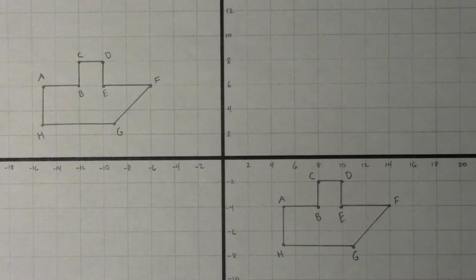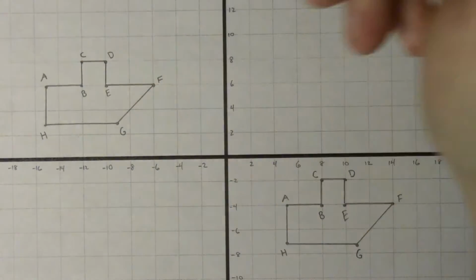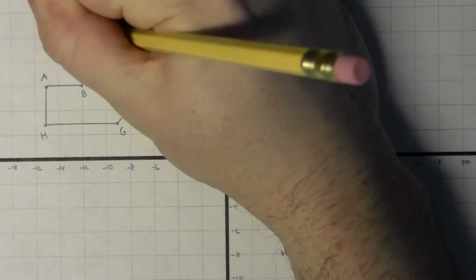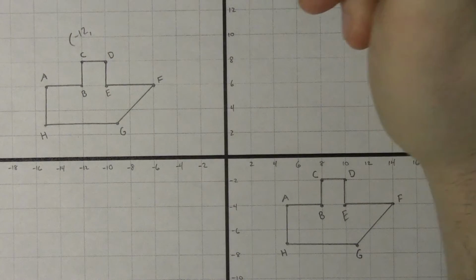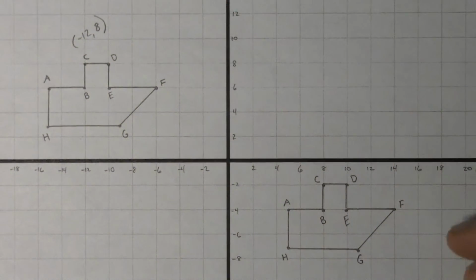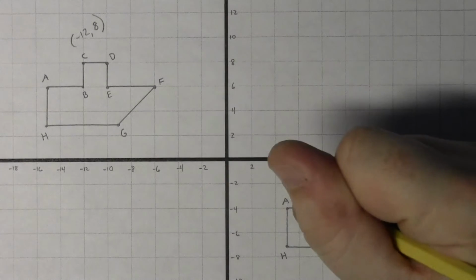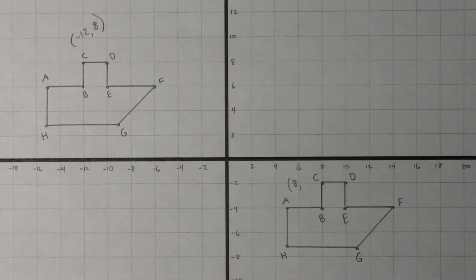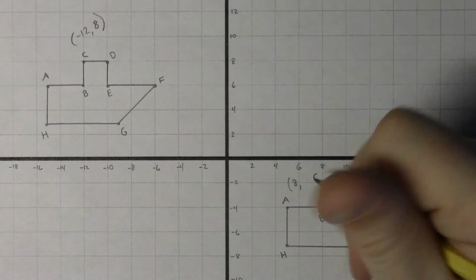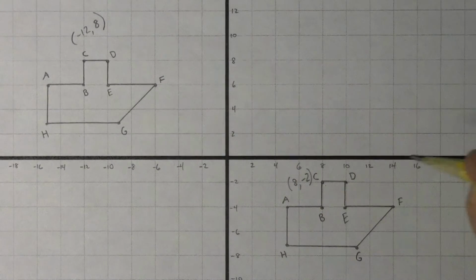So for part C, it says write the translation vector for the translation needed to shift each vertex of the original shape to its final image. So pick a vertex. C? Okay, so C we said, was -12 and 8. And now what is the translated form of C? Okay, I see the 8. 8 and -2. Okay.